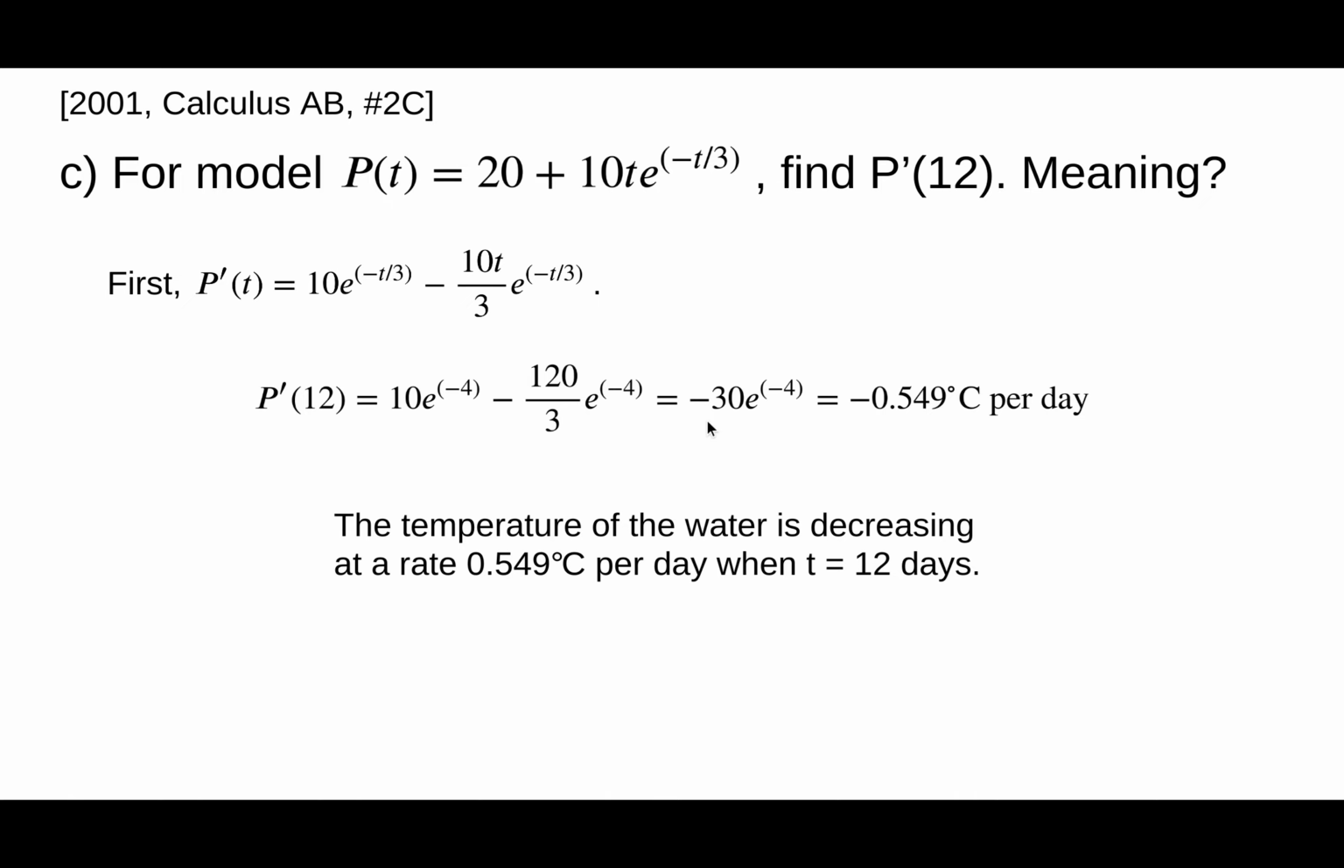Technically, it's decreasing, which would match. Or we can say that the temperature of the water is decreasing at a rate of positive 0.549 degrees Celsius per day. What we don't want to do is say something like it's decreasing at a rate of negative 0.549 degrees Celsius per day, because what we've actually done there is we've accounted for that negative sign twice, which means that the temperature of the water would actually be increasing, which it's definitely not doing. So definitely watch out for the signs that you use and the words that you use on questions like this.